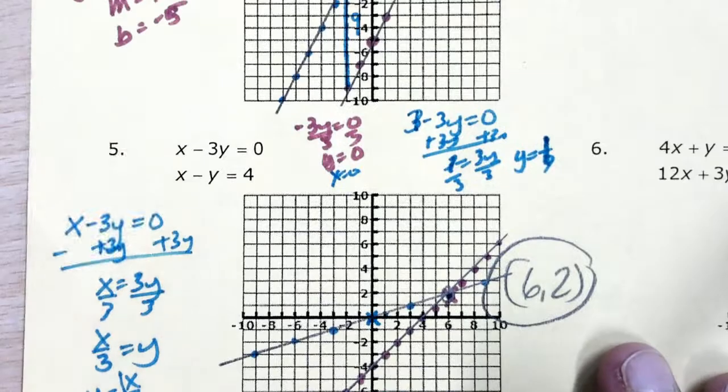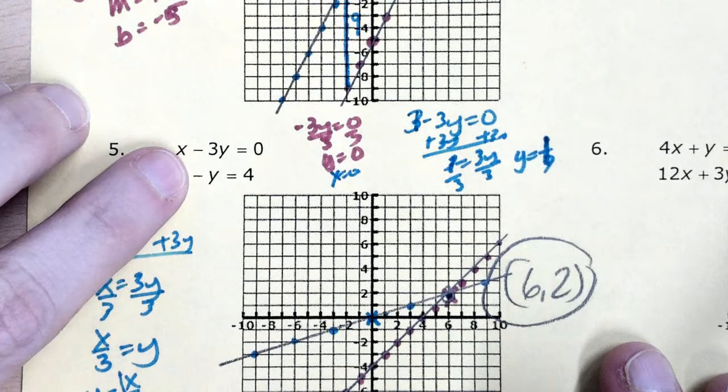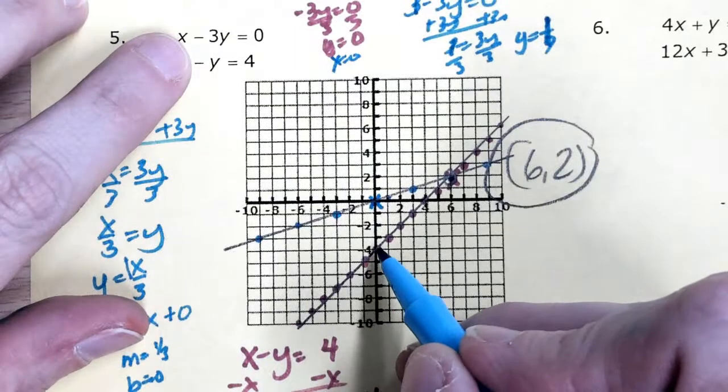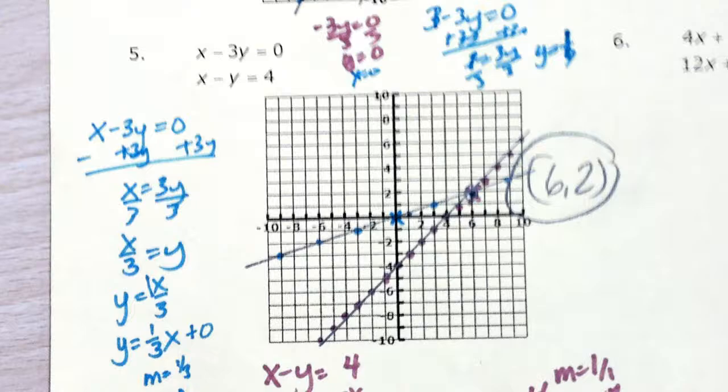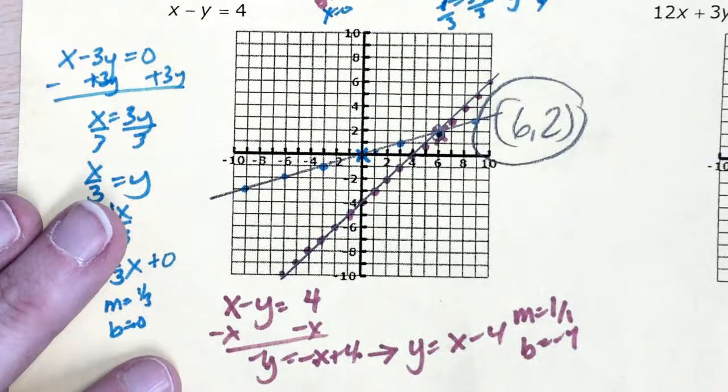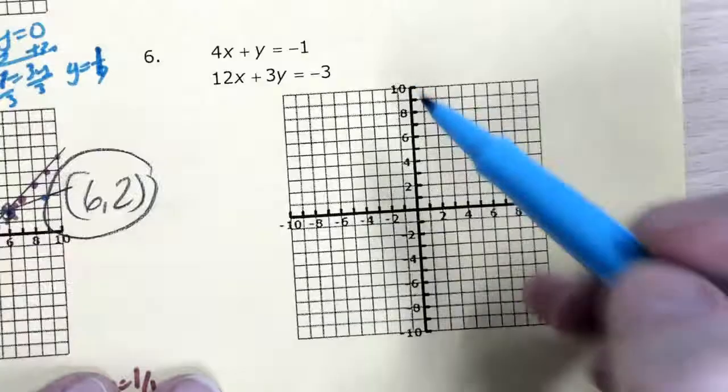And I could similarly do the same thing with this. Negative y equals 4. That means y equals negative 4, which is where I have my y-intercept. x equals 4. That means my x-intercept is 4. So I could have done this using the cover-up method as well. Okay? I'm going to tell you this one here.